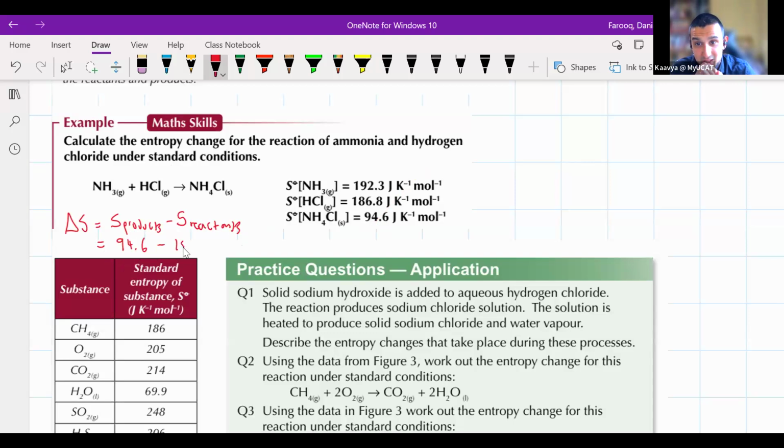So now 186 plus 8 plus, yeah, so you're minusing the reactants, which is HCl plus the NH3.